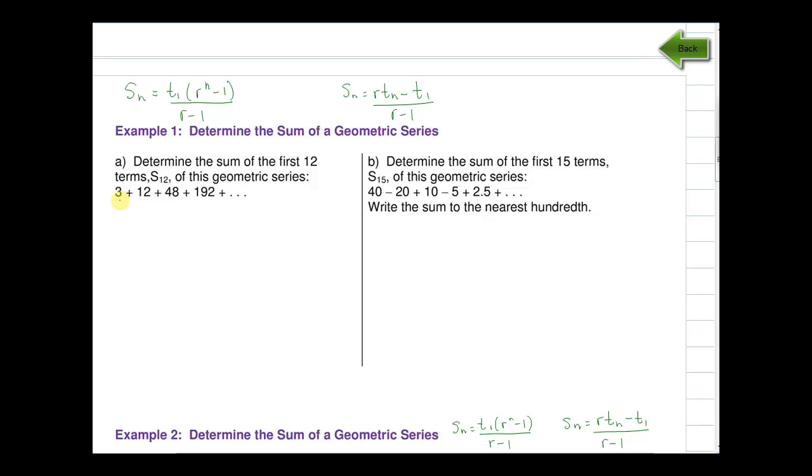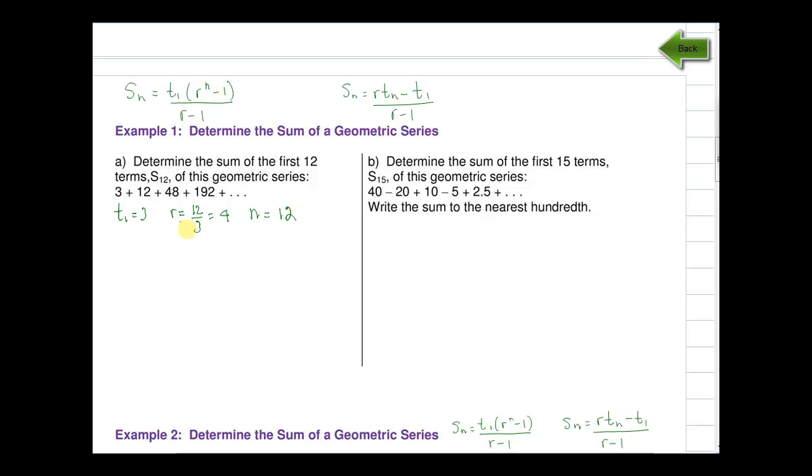Okay, so let's start by writing down what we know. We know that T1 is 3. We can calculate R by going T2 divided by T1, so that's 12 over 3. That gives you 4. And of course, you can work out your common ratio by going 48 divided by 12 or 192 divided by 48. Both of those should give you 4. And the other piece of information that we know from the problem is because we're looking for S12, we know that n, our term number, is 12.